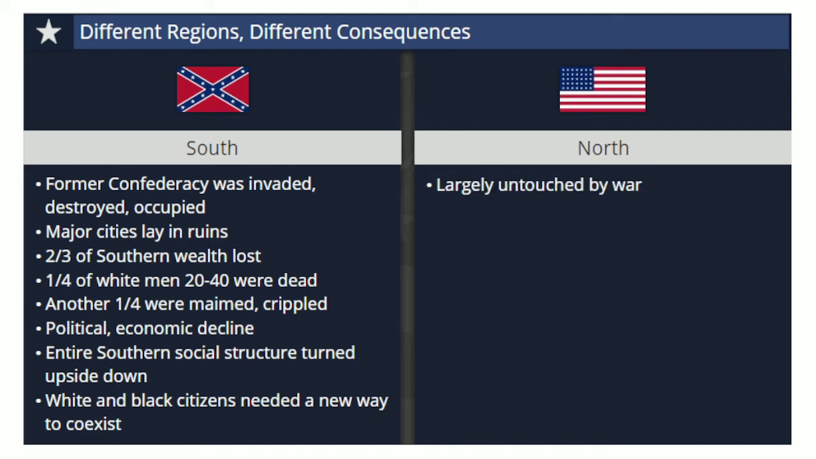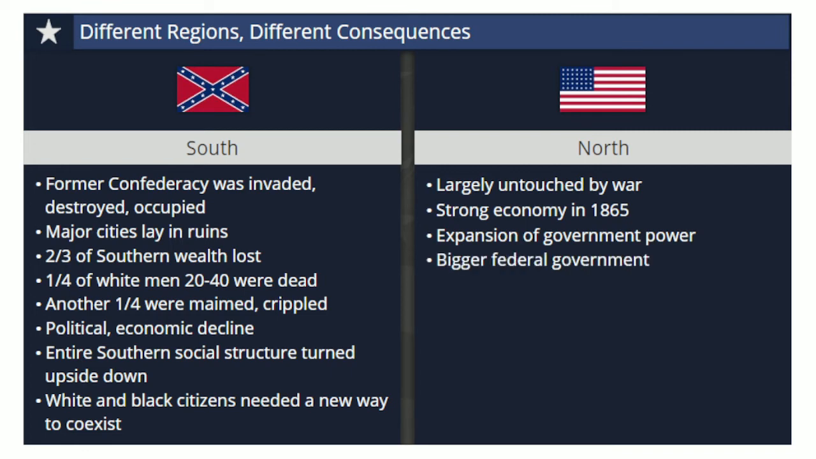These states were largely untouched by war, as almost all Civil War battles took place in the South. The Northern economy was strong in 1865, fueled by wartime spending. During the war years, the size and power of the government had expanded greatly. Now, this bigger, stronger federal government would lead the nation in entirely new directions after the war.